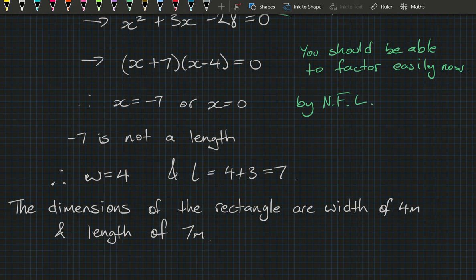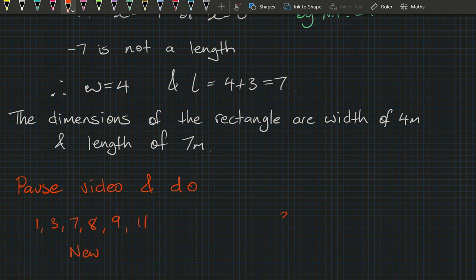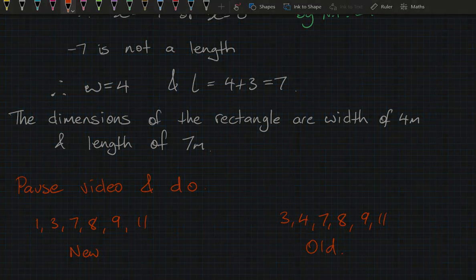Alright, so right now you should pause that video and work on questions 1, 3, 7, 8, 9 and 11 in the new book, or questions 3, 4, 7, 8, 9 and 11 in the old book. So this is more than is required, but they're simple enough, and completing these questions as pre-learning means you've got a lot more time in class to master the topic. They're all single question questions as well, so it won't take too long. Alright, I'll see you in the next section.